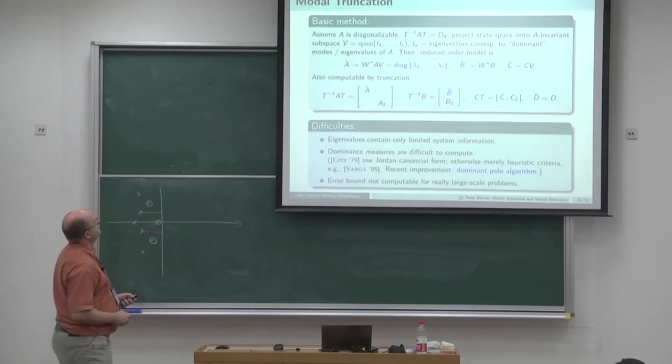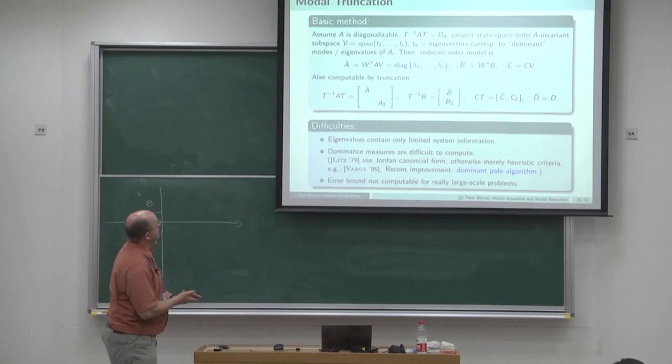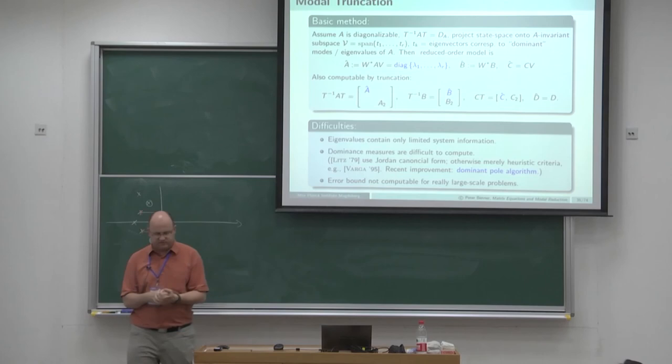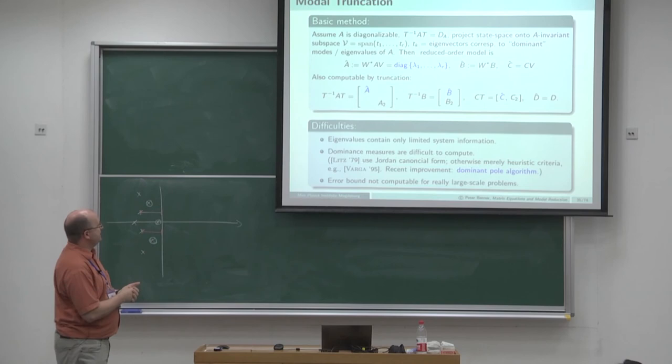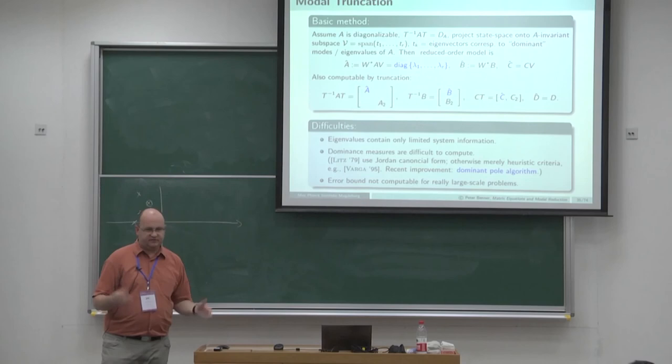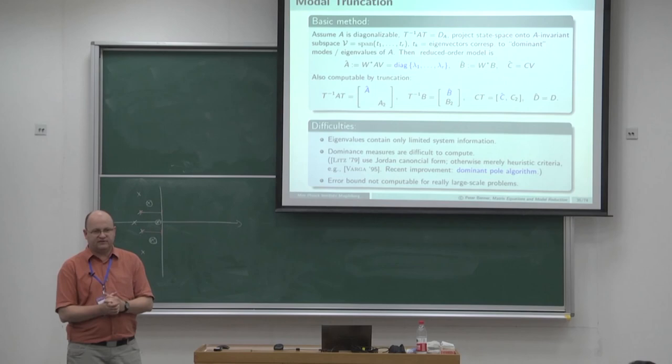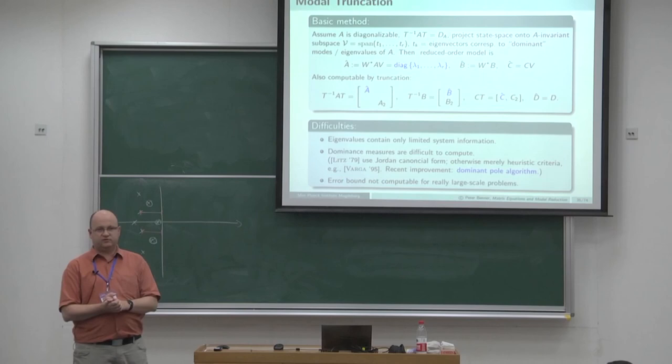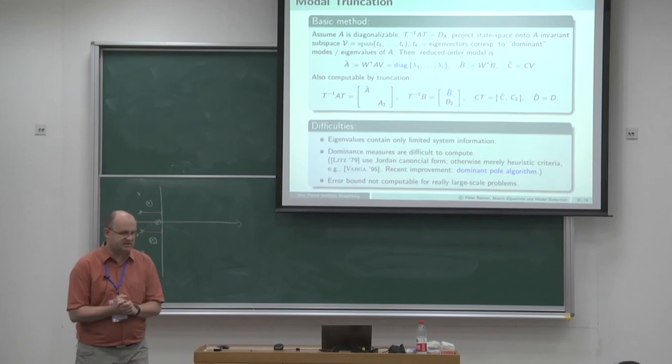And last slide for this morning. What I already explained is that the eigenvalues only contain limited system information. The dominance measures are really difficult to compute, except for that one. If you have all eigenvalues computed, you're fine. But if you just think of a motor engine of a car, a finite element model of that will have 6 million degrees of freedom, 10 million degrees of freedom. So you would have to compute all eigenvalues. That's a formidable task. Jerry can do that, but it's usually nothing you want to do.